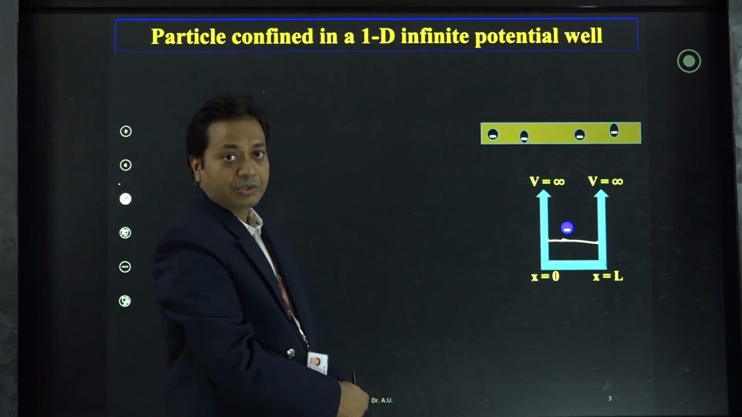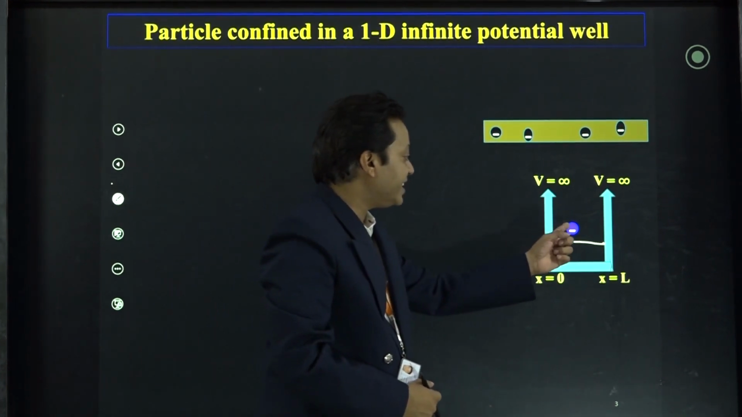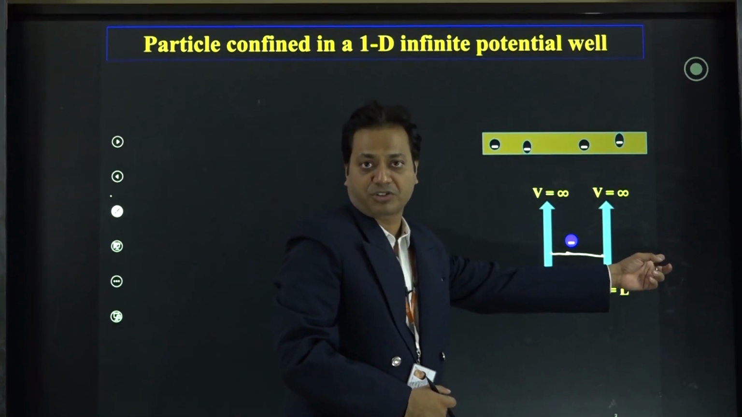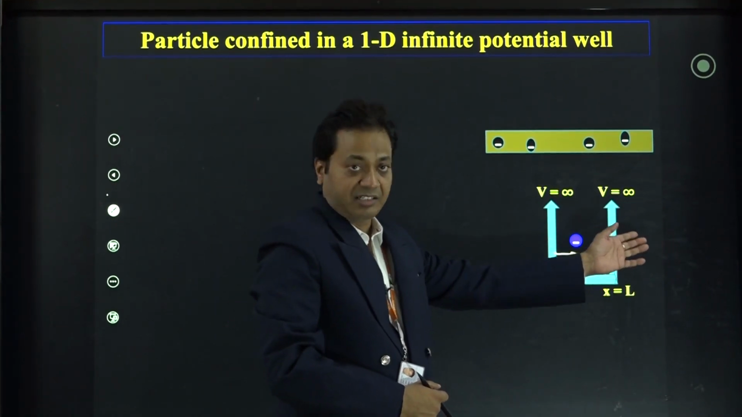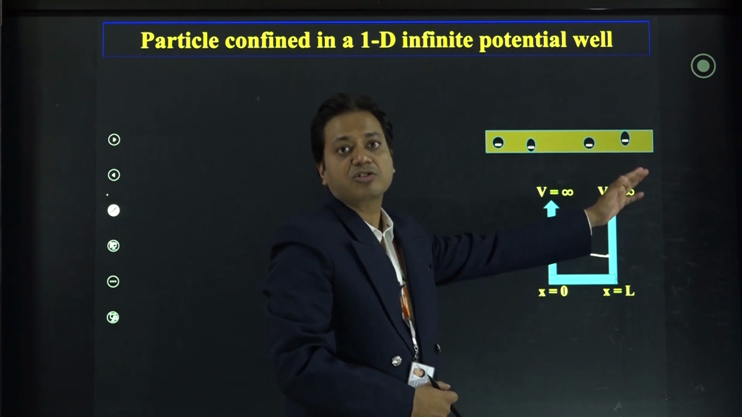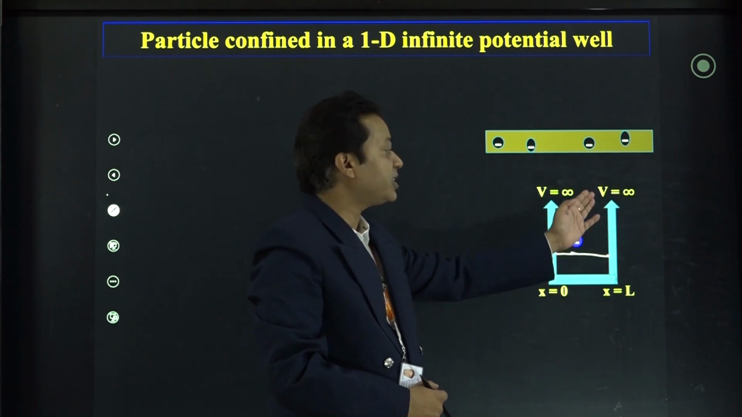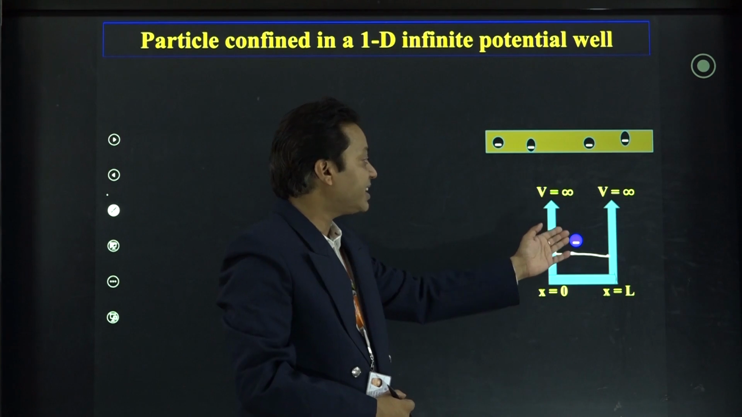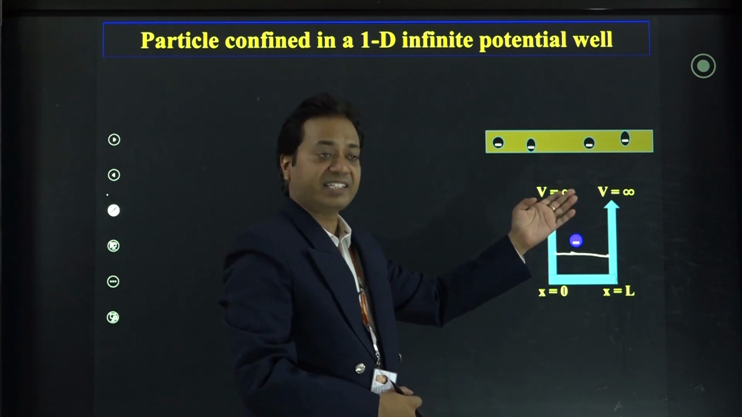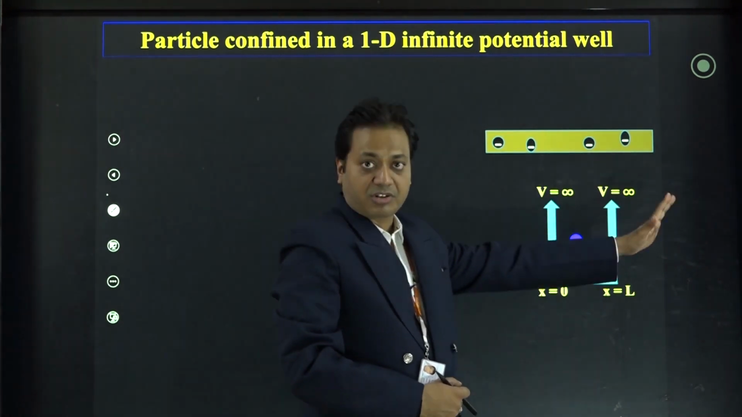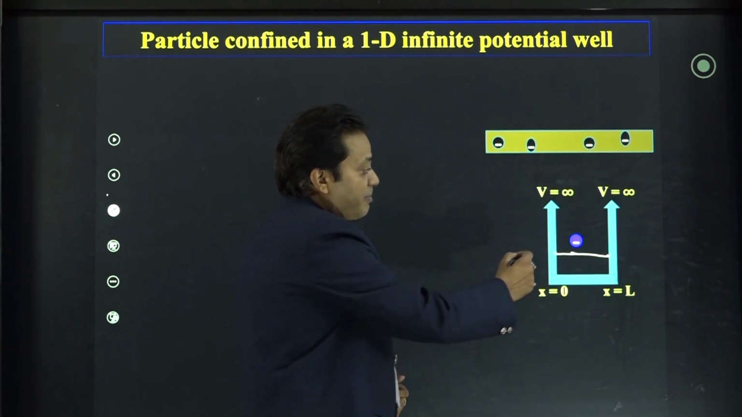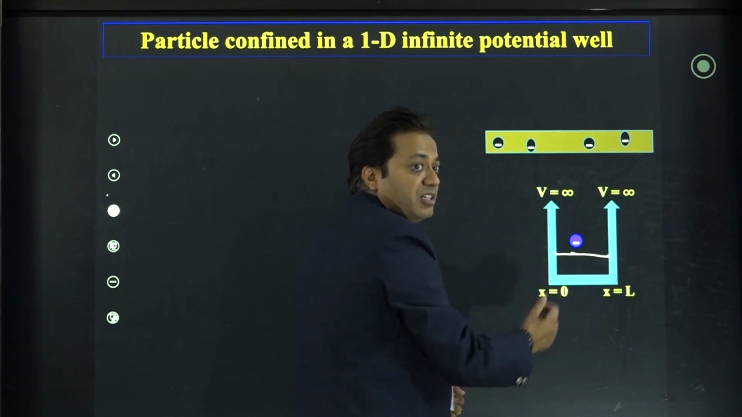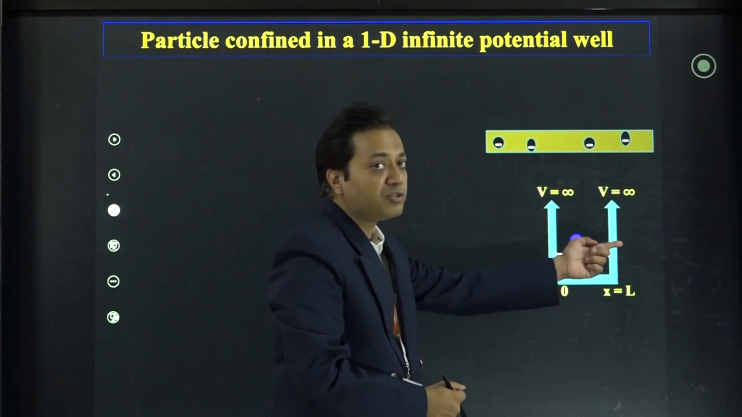I can ask you, what is the probability of finding this particle outside the box? The probability will be 0 outside because it cannot cross over the potential, because the potential is infinite. The particle cannot acquire infinite energy to cross there, which is not relevant. So the particle can never be outside of the box. So the particle can move inside.